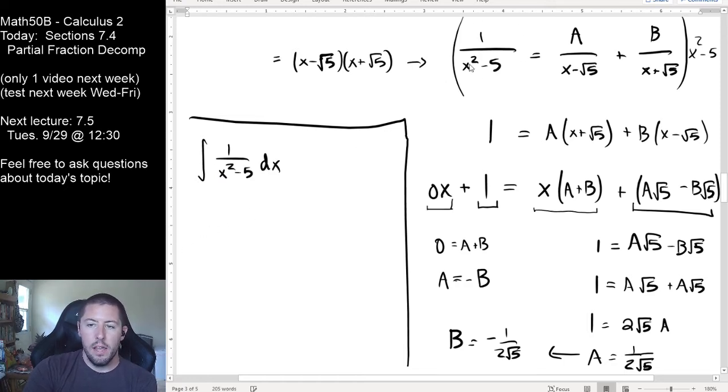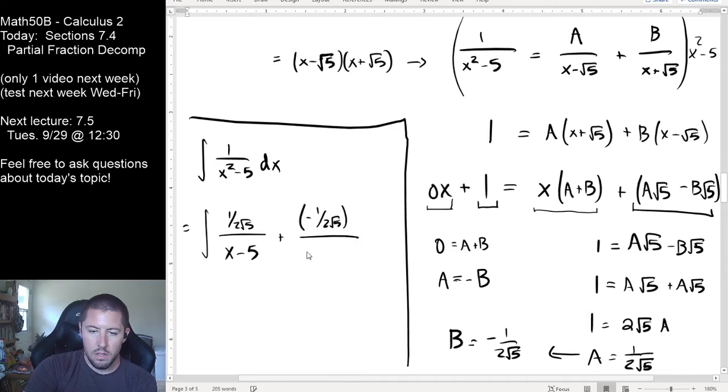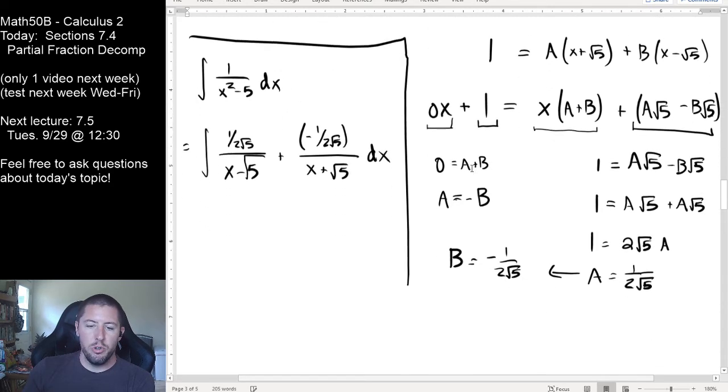I have now discovered that I can rewrite this in terms of a's and b's using the a's and b's found here. So what we're going to get is the integral of a, which I found to be 1 over 2 root 5. Remember, do yourself this little favor, keeping that together. And that was associated with my x minus root 5 denominator, plus b, which is negative 1 over 2 root 5, over x plus root 5, dx.